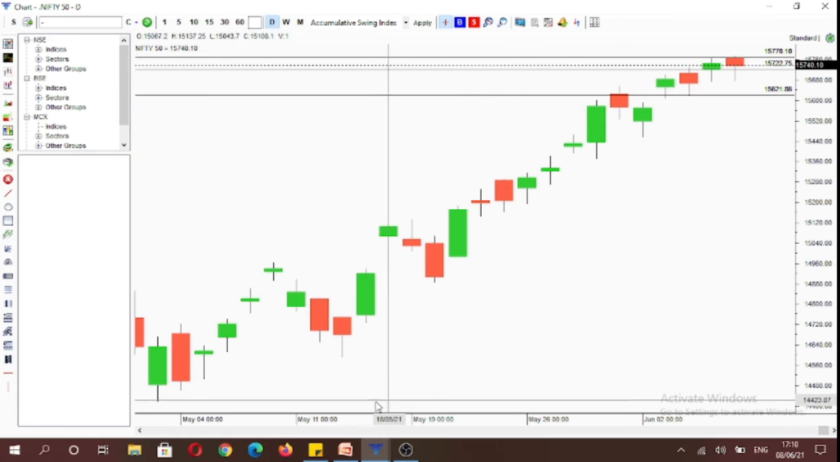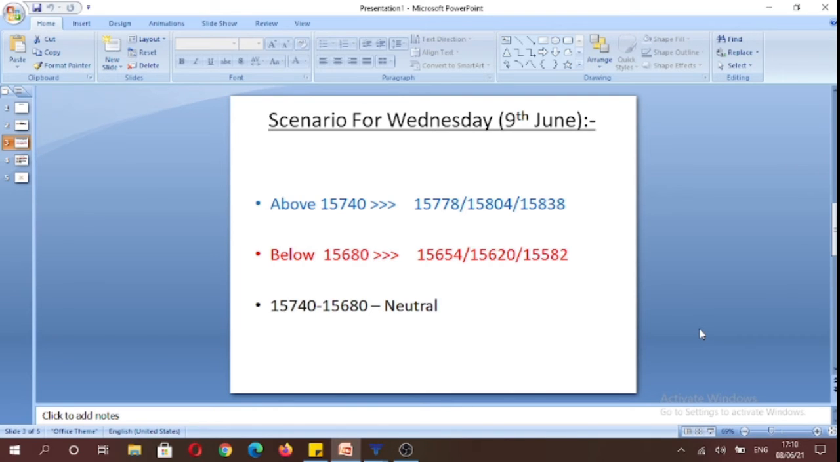And based on the price structure, we get the following scenario for tomorrow. Above 15,740 levels, we can trade towards 15,778. Beyond that, we can trade towards 15,804 levels and potentially 15,838 levels. And below 15,680 levels, which was today's low, we can trade towards 15,654, 15,620 levels and potentially 15,582 levels, which corroborates with the open interest data, which suggests that 15,600 is likely to act as a strong support going forward. And the neutral price range for tomorrow is going to be 15,740 to 15,680, in which one can refrain from making any trades on the index.